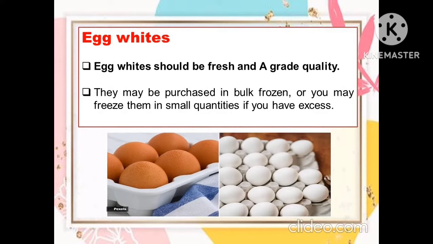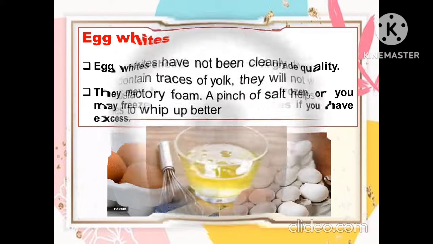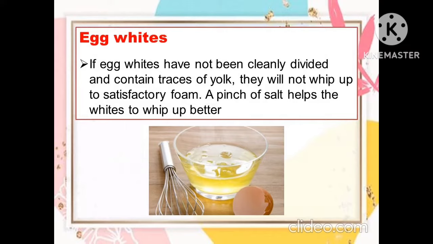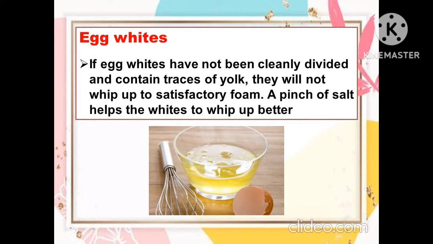They may be purchased in bulk frozen, or you may freeze them in small quantities if you have excess. If egg whites have not been cleanly divided and contain traces of yolk, they will not whip up to a satisfactory foam. A pinch of salt helps the white to whip up better.